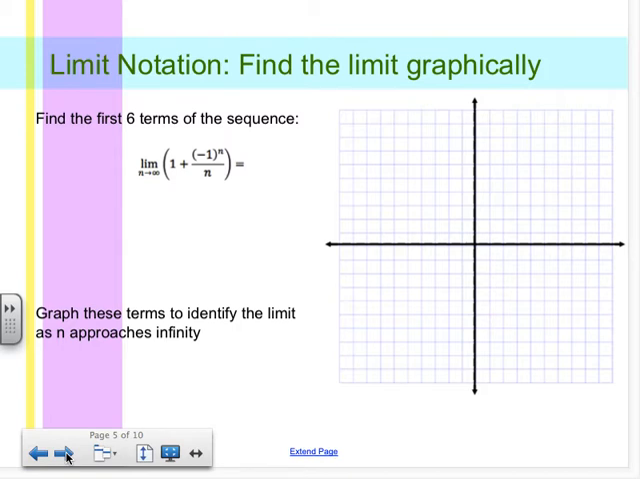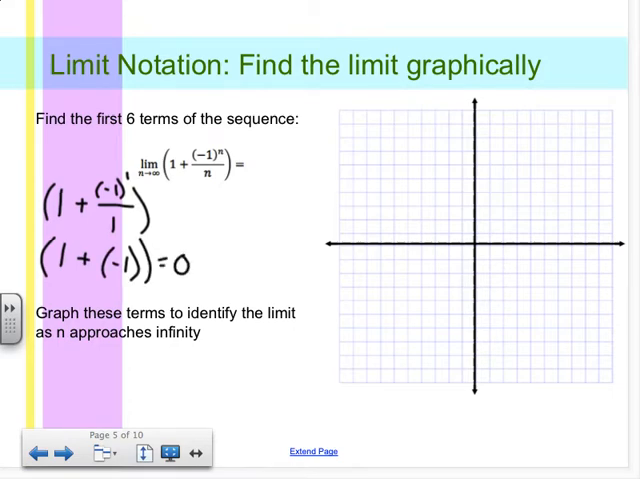Plug in n equals 1 for the first one. So 1 plus (-1)^1 divided by 1. So I'll be adding 1 plus -1, all right, which ends up being 0. And then I'm going to plot that point. (1, 0), we'll say about there. Again, I know my lines are probably all off. But I want you guys to keep doing that. Go through for 2, 3, 4, 5, and 6. All right, so pause the video now and do that.